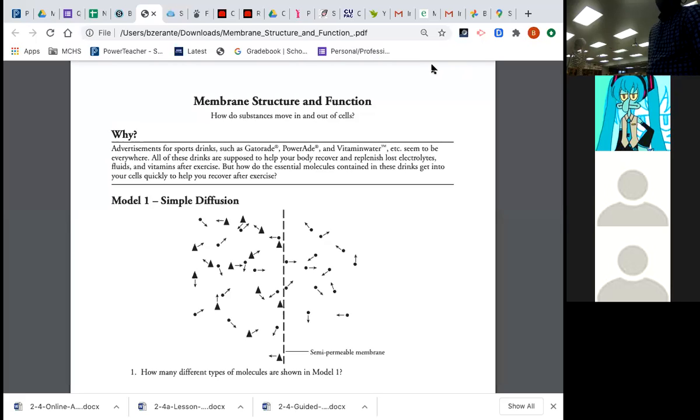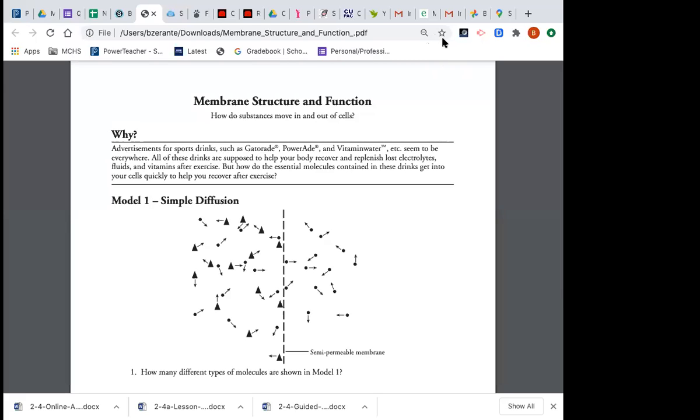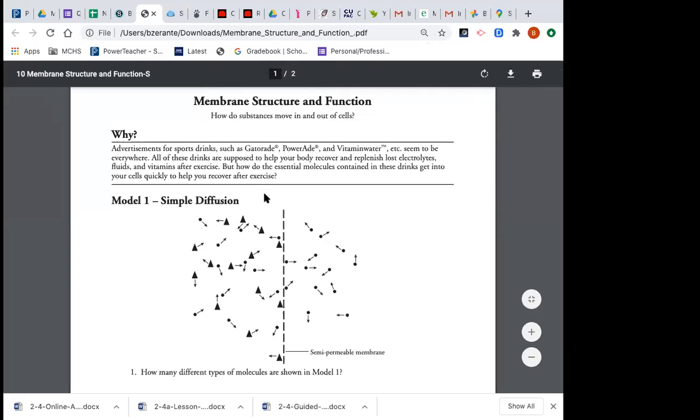Now, you can see this is a model that represents simple diffusion. Now remember, simple diffusion doesn't work for everything to cross the cell membrane. Not everything can get across the cell membrane this way. That's why we say that a cell membrane is semi-permeable. Semi-permeable means it allows some things to cross and keeps others out.